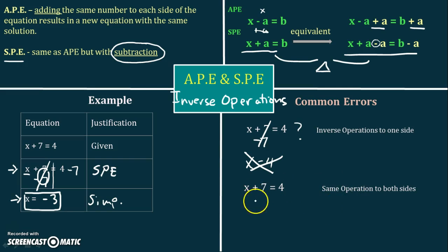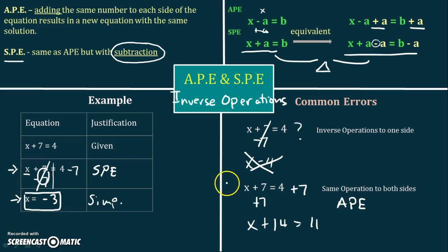The other mistake that students make is they do the same exact operation to both sides, which you can totally do. You can add 7 here and add 7 here. That is the additive property of equality. But adding 7 here and adding 7 here does not get x by itself. What happens when you add 7 to the left side is you get 14, because 7 plus 7 is 14, and 4 plus 7 is 11. So you can add 7 to both sides, but that doesn't get you any closer to solving for x.